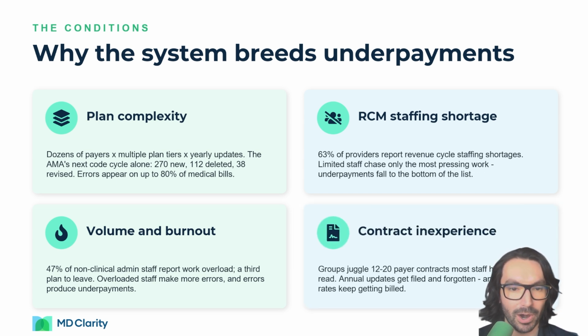4. Inexperience and prioritization. Flagging an underpayment requires comparing the payment received against the contract, a document most revenue cycle team members have never read. Physician groups juggle 12 to 20 payer contracts, and even when staff could pursue underpayments, denials feel more urgent. So individual underpayments get dismissed as too much effort for too little gain.